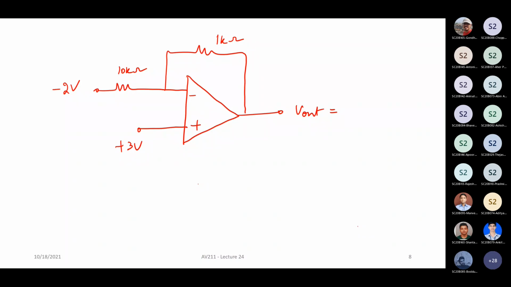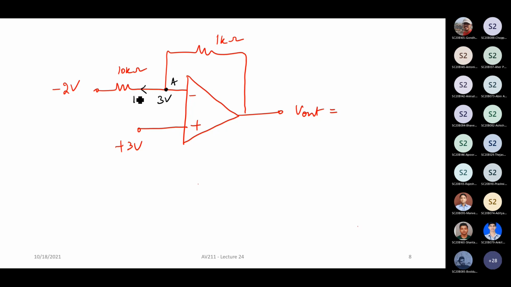Basically we have negative feedback here, and this voltage is going to be what? What is the voltage at this point? Let's call it A. By virtual short, this is going to be 3 volt. Therefore, you have 3 volt here, and this is 3 volt and minus 2 volt. So the current direction is going to be like this, right? So what is the total voltage across the resistor?